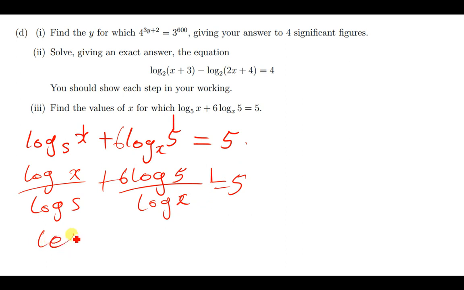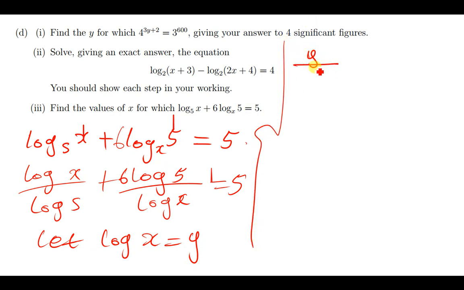So we're going to say let log x be equal to y. So while there is log x, we're going to put y. So this will be y over log 5 plus 6 log 5 over log x, which we said is supposed to be y, so we put y there, is equal to 5.